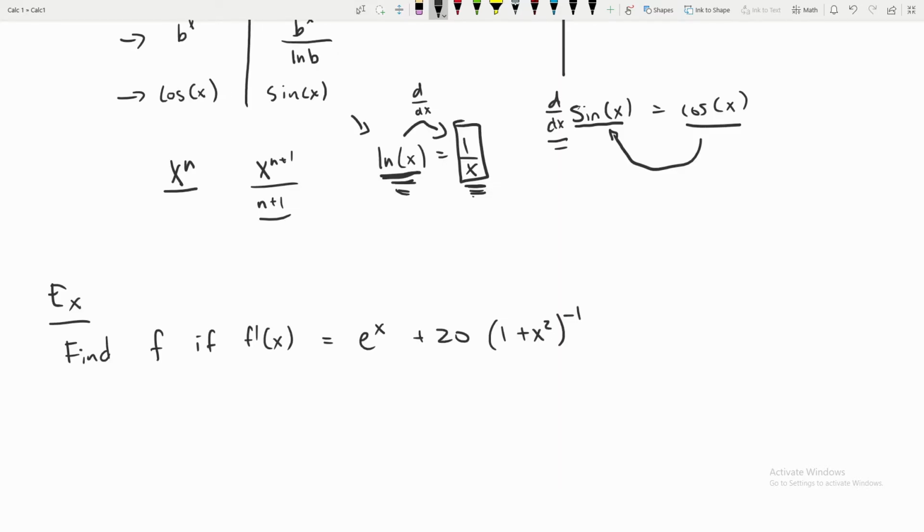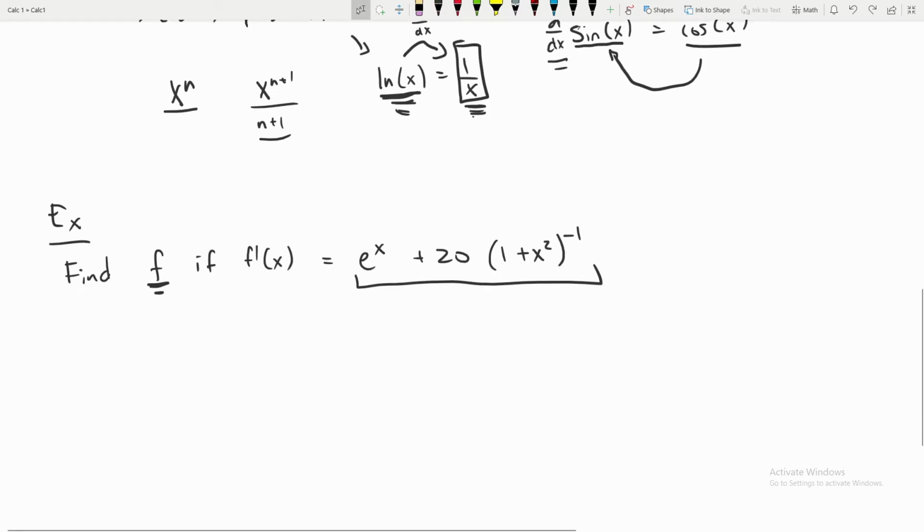So here's a quick example of how we can apply antiderivatives. Let's say we are asked to find f if f prime of x is this function right here. Again, we know that the antiderivative is the function that we would have had before we took the derivative of it, and that's exactly what this question is asking. It's saying find f if this is f prime of x. So it's like us going back a step, undoing this derivative operator.